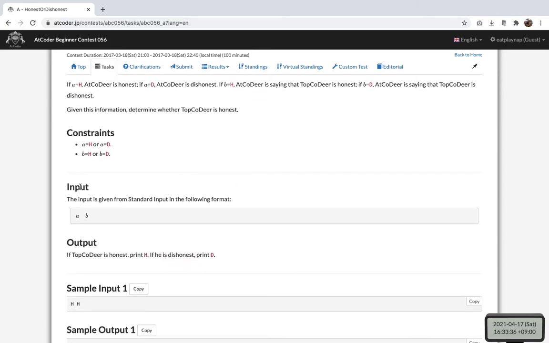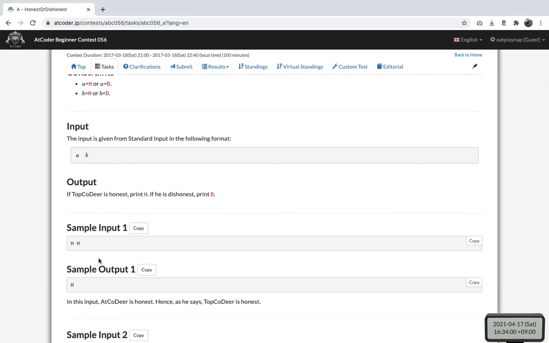Okay, let's see the input. The input is given from standard input in the following format: A equals H or D, and B equals H or D. If TopCoder is honest, print H. If he is dishonest, print D.